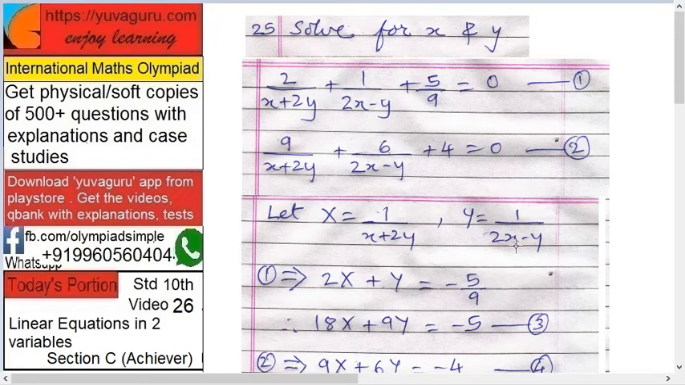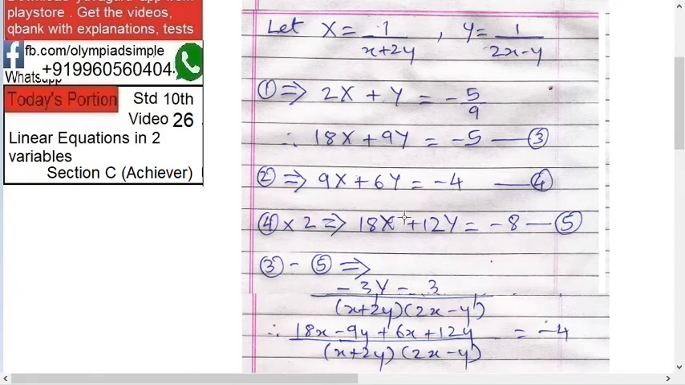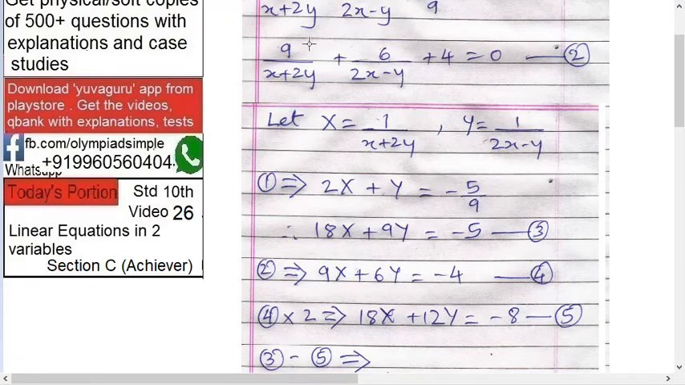Right. Now equation number 2 also becomes the same thing. 9 capital X plus 6 capital Y, and this 4 on the other side becomes minus, equals to minus 4. Right. 9X plus 6Y equals to minus 4. This is equation 4. Now this is simple to solve. So 4 into 3, and 3 into 4, hmm, 2 into equation 4, it becomes 18X plus 12Y equals to minus 8. Why did we multiply by 2? Because 9X and 18X can get cancelled. Now give this number 5.